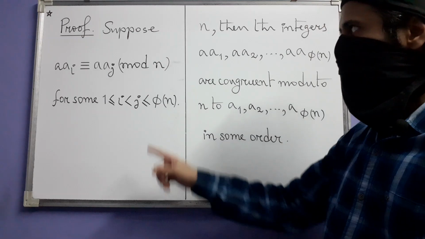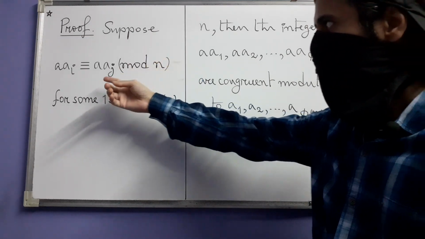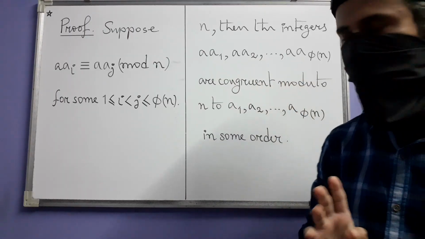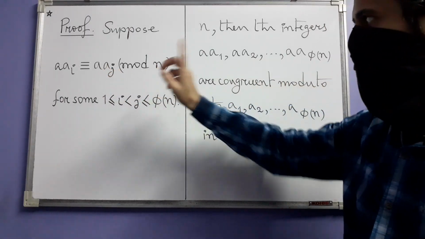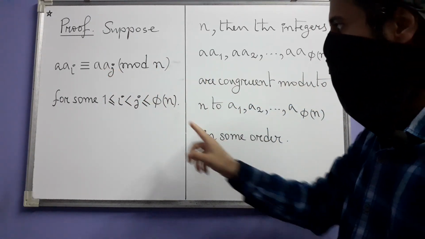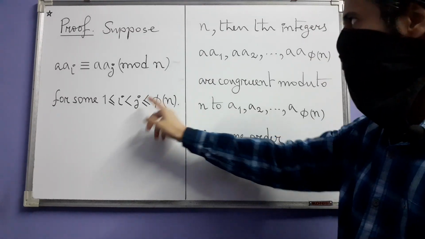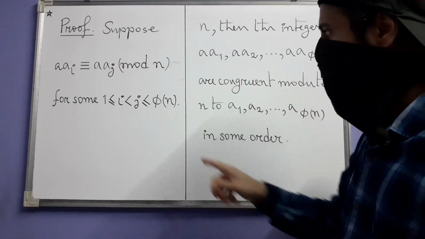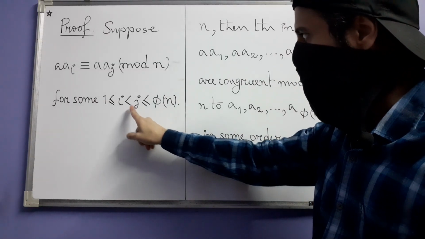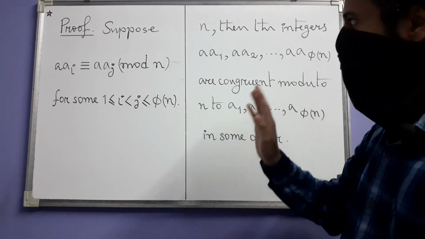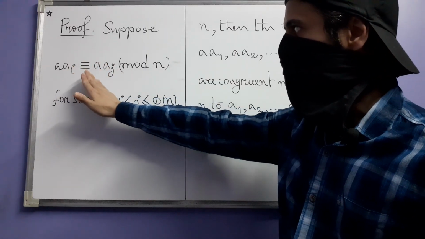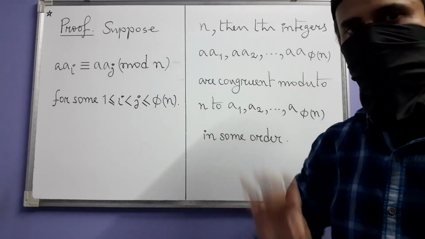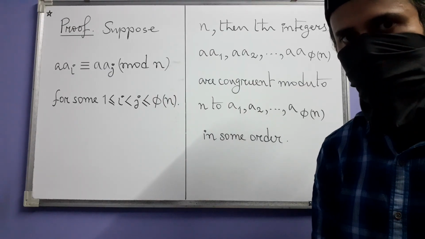The proof starts like this. Suppose two of these integers which are different are congruent to each other modulo n. That means suppose there exist i and j within this range of suffixes which are different. Say i is less than j, but such that a·ai is congruent to a·aj modulo n. Then what are we going to get from this supposition?